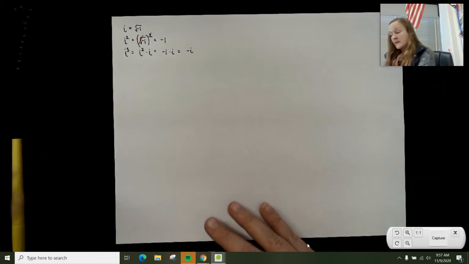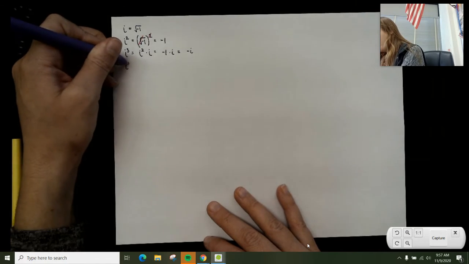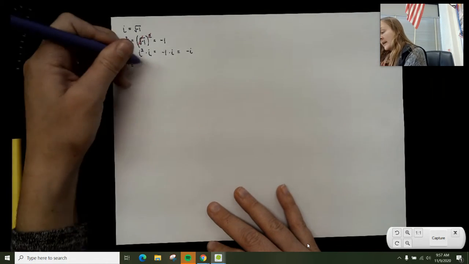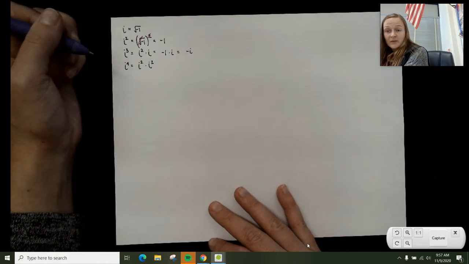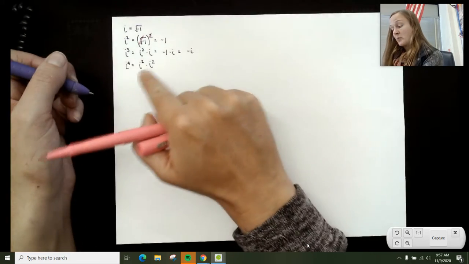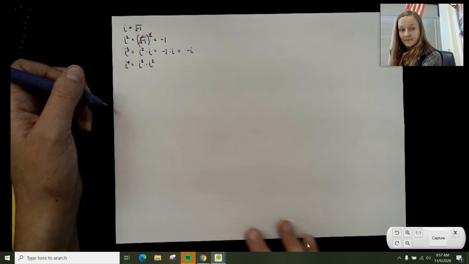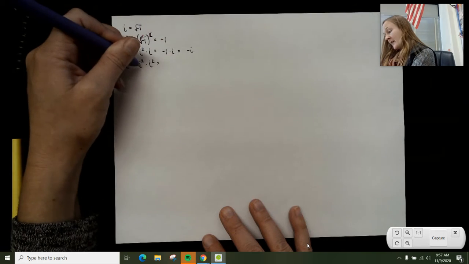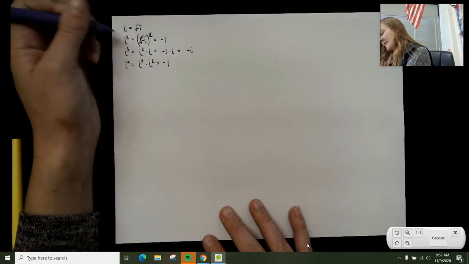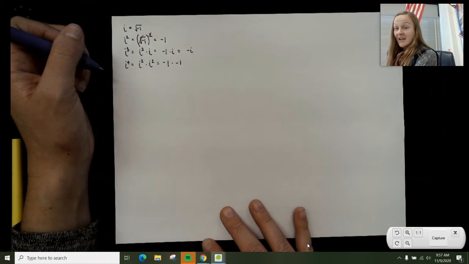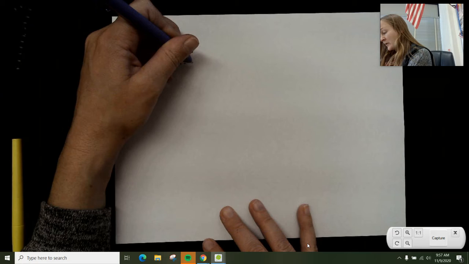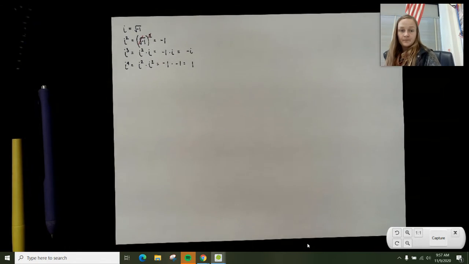Now I'm going to do i to the fourth. And i to the fourth is equal to i squared times i squared. Exponent rules say add the exponents, so 2 plus 2 is 4. i squared is equal to -1, and so is i squared. So that's really just -1 times -1. Negative times a negative is a positive. That's equal to 1. So this is the first cycle.